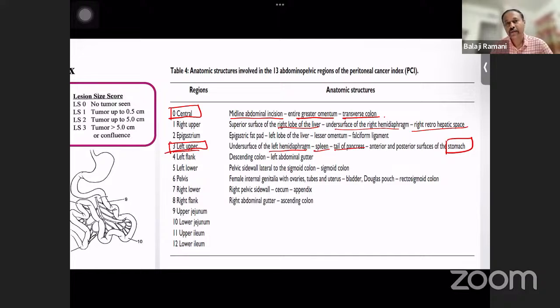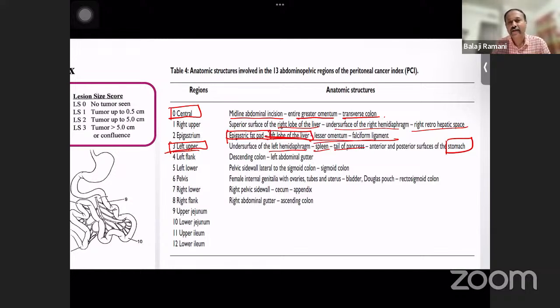Remember, my friends, it will not come under the epigastric region. It will come under the left upper quadrant. So what comes in the epigastrium then? Epigastrium is going to be your epigastric fat pad, left lobe of the liver, my friends, and falciform and lesser omentum. So these will come in the central sector.